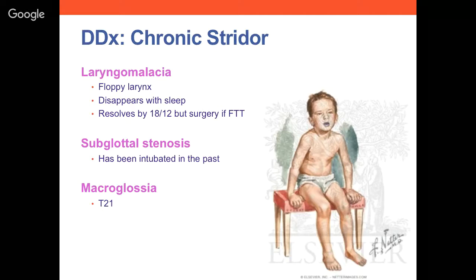So subglottic stenosis is if there is a past history of the kid being intubated, for example, they were a preemie, they needed intubation, they can have chronic stridor in the future. And macroglossia, so a really big tongue, kids with trisomy 21, that can happen causing stridor as well.